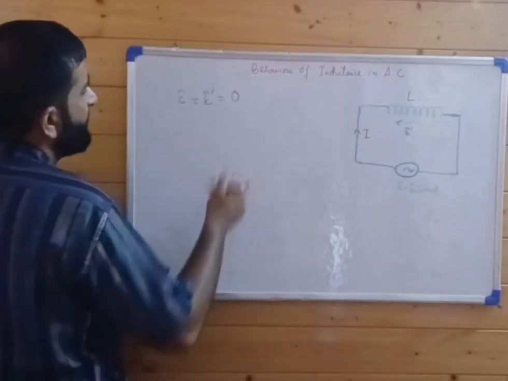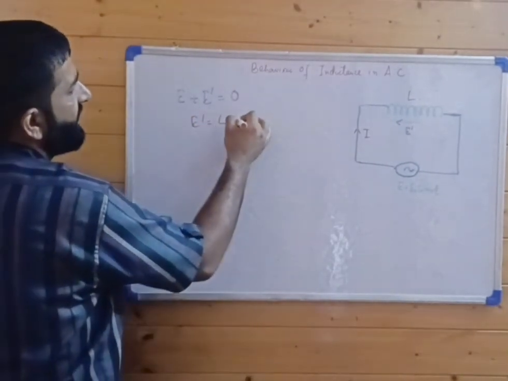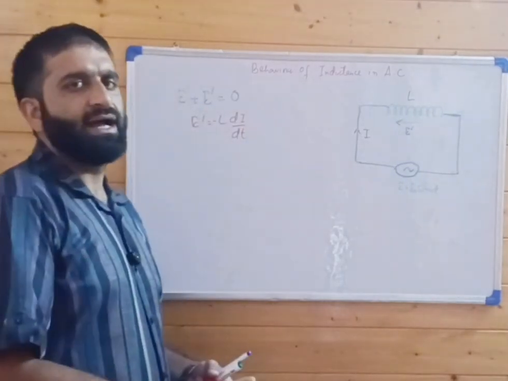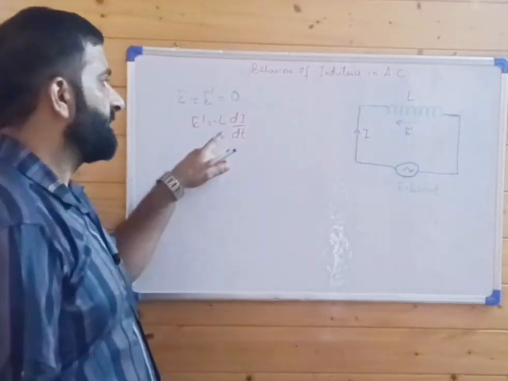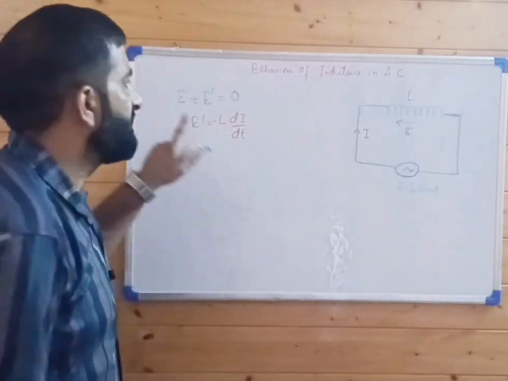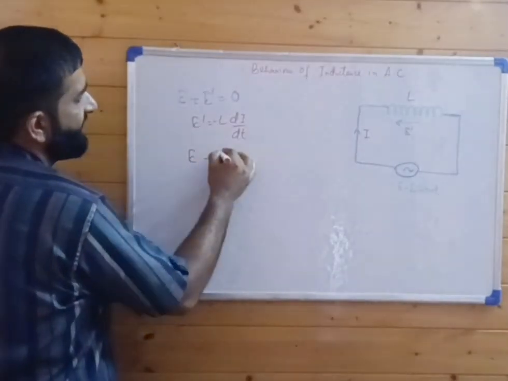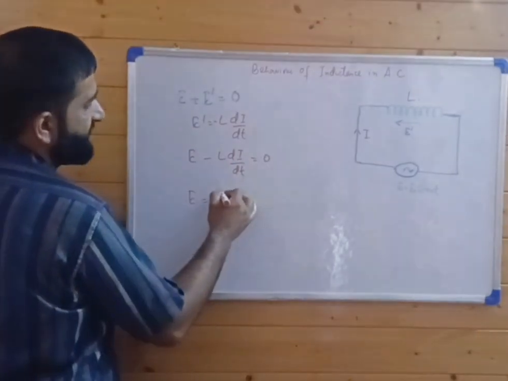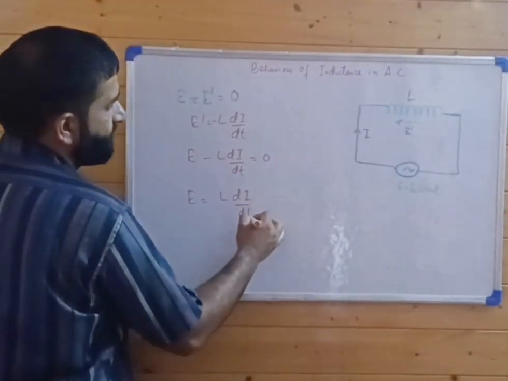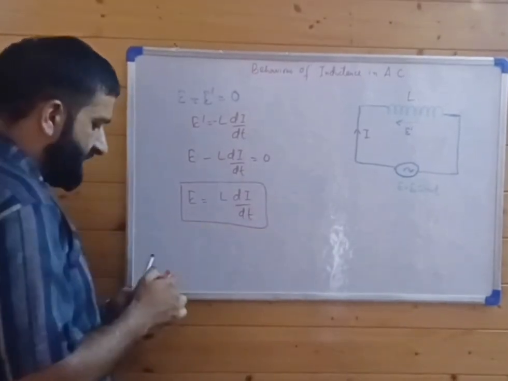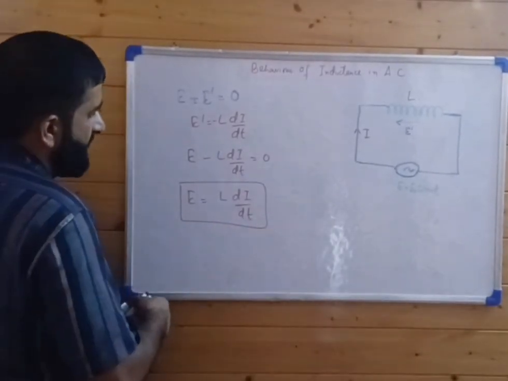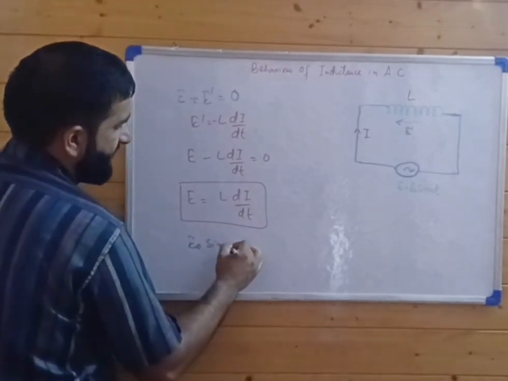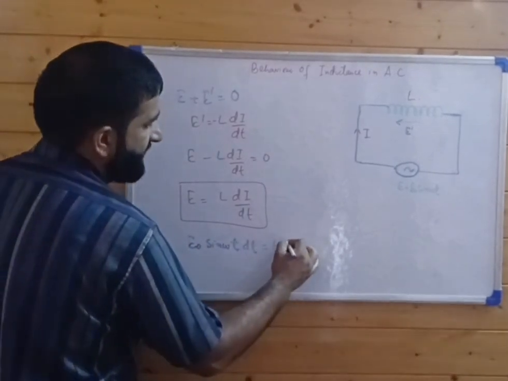Now we know that this back EMF E dash is equal to L di divided by dt, and we have the negative sign because that EMF is opposite to the rate of change of flux. So we have E minus L di divided by dt is equal to 0. So E is equal to L di divided by dt. From here, E is equal to E0 sine of omega t, so E0 sine omega t dt is equal to L di.